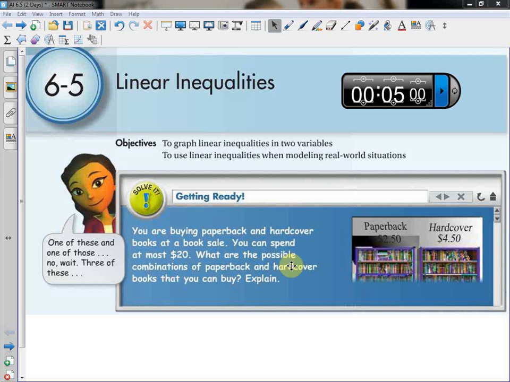Today we're talking about linear inequalities and we're going to do a couple things. Today's lesson we're just going to learn how to graph and an introduction to linear inequalities. So here's your guys' warm up. I'll go ahead and try that before we move on.